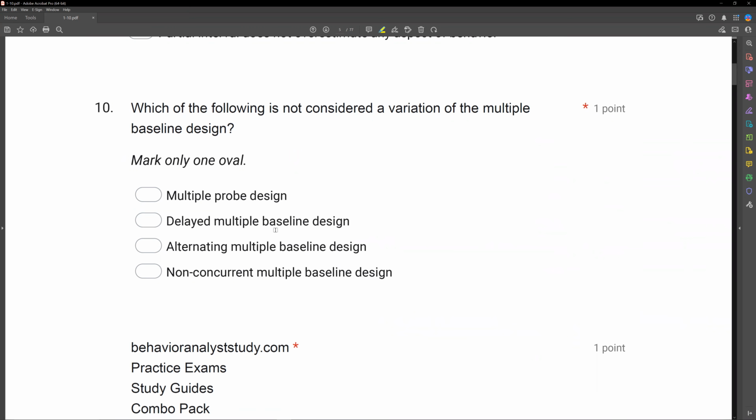A delayed multiple baseline design exists. If you picture a chart, you start your baseline in your first segment, and you wait to start your baseline in your second. So there's going to be fewer baseline data points in your second, third, and fourth, or however many segments you have. Non-concurrent multiple baseline design doesn't happen at the same time. That also exists. The one that is not considered a variation is going to be an alternating multiple baseline design. That's not a variation of a multiple baseline design. So what is not considered a variation is C, an alternating multiple baseline design. You've got to know these other three.